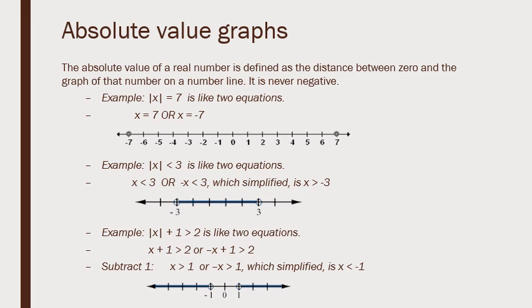In this case, I want all the numbers that are greater than 1, and they go to the right, or all the numbers that are less than -1. So these graphs go in opposite directions. The only part of the number line that is not graphed is the section between -1 and 1.